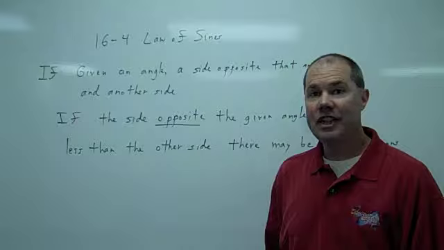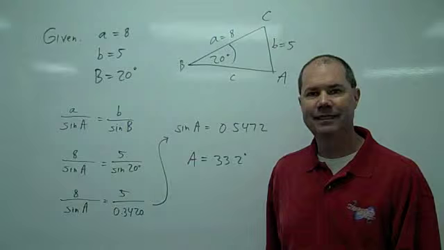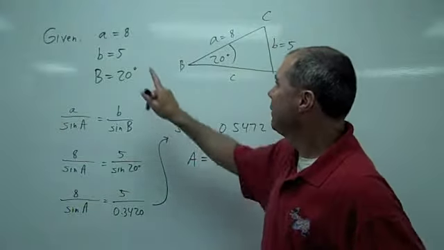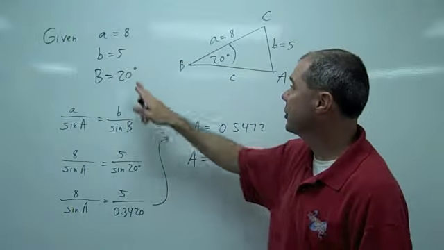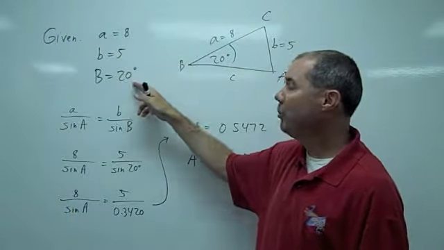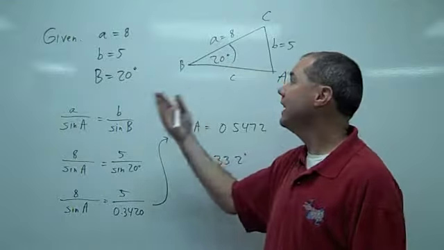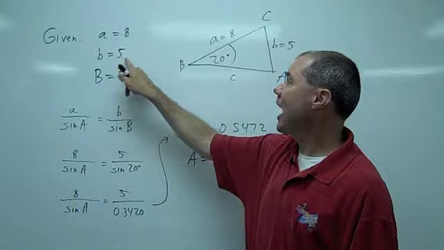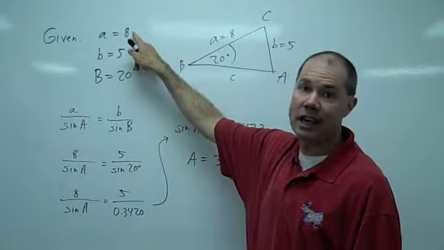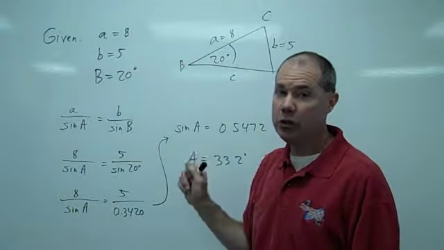Let's do one to see how this works out. Here we go. If we're given a is 8, b is 5, and B is 20 degrees, you notice that b is 5 and angle B is 20 degrees, so we're given a side opposite a given angle and another side. The side opposite is smaller than the other side, so there could be two solutions.